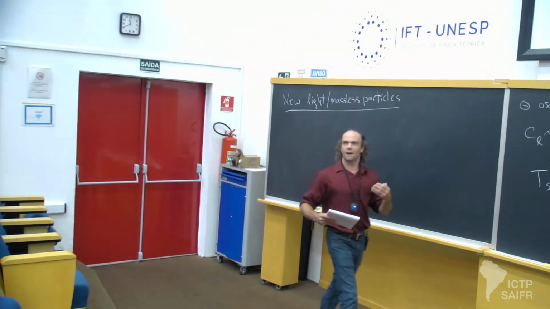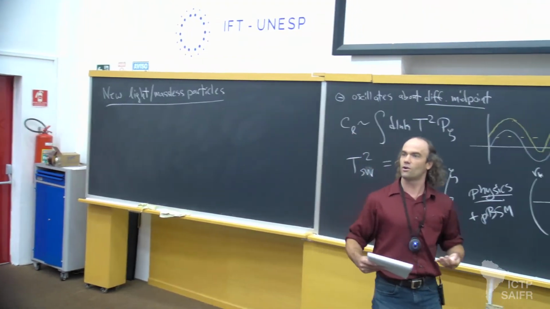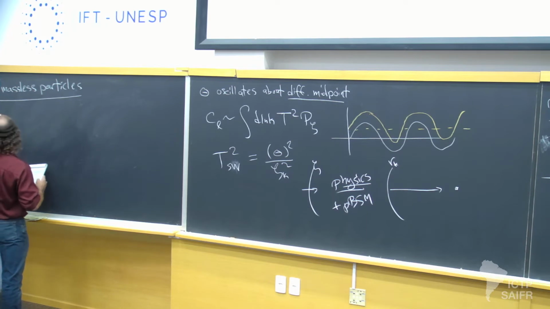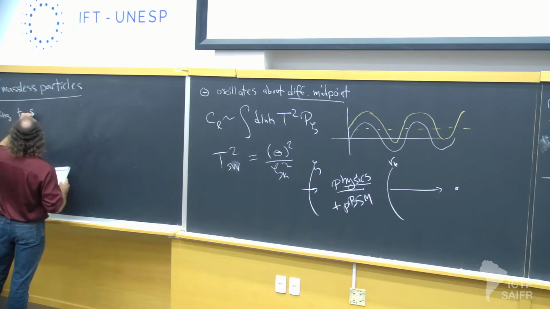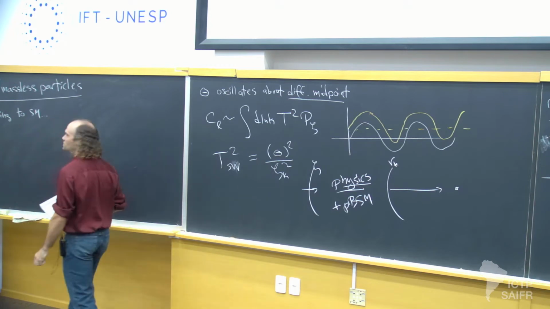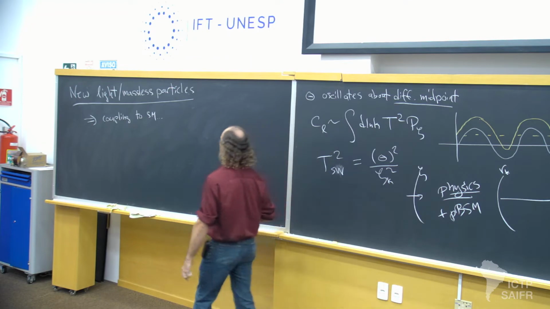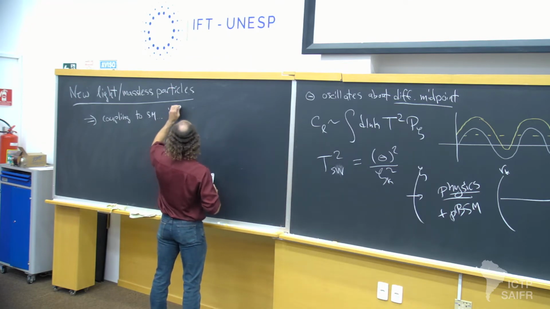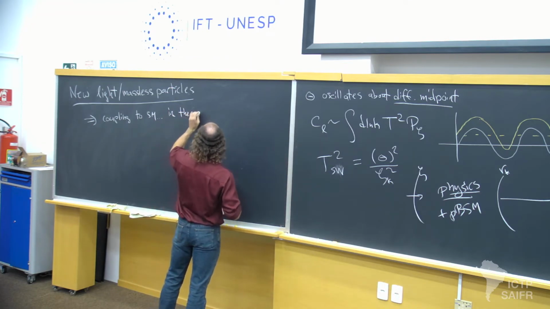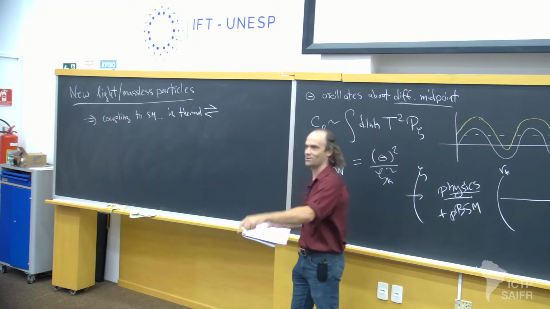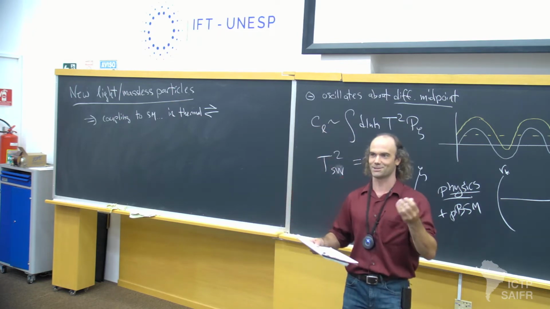So whenever I say I've got some new light massless particle, we might expect that there's some coupling to the standard model, and the question we might ask is, was this particle ever in thermal equilibrium with the standard model? I always use this symbol for equilibrium, because equilibrium is long to write, and I probably spelled it wrong.